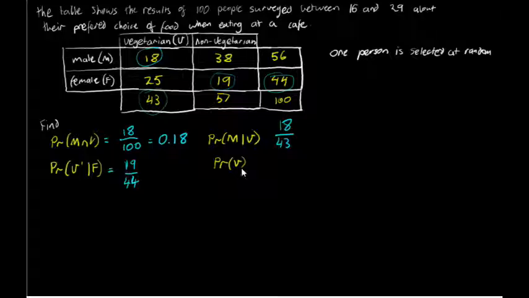And the last one is what's the probability that we have a vegetarian? So vegetarian, we've got 43, and it's out of our total, which is 100. So 0.43, 43 out of 100.